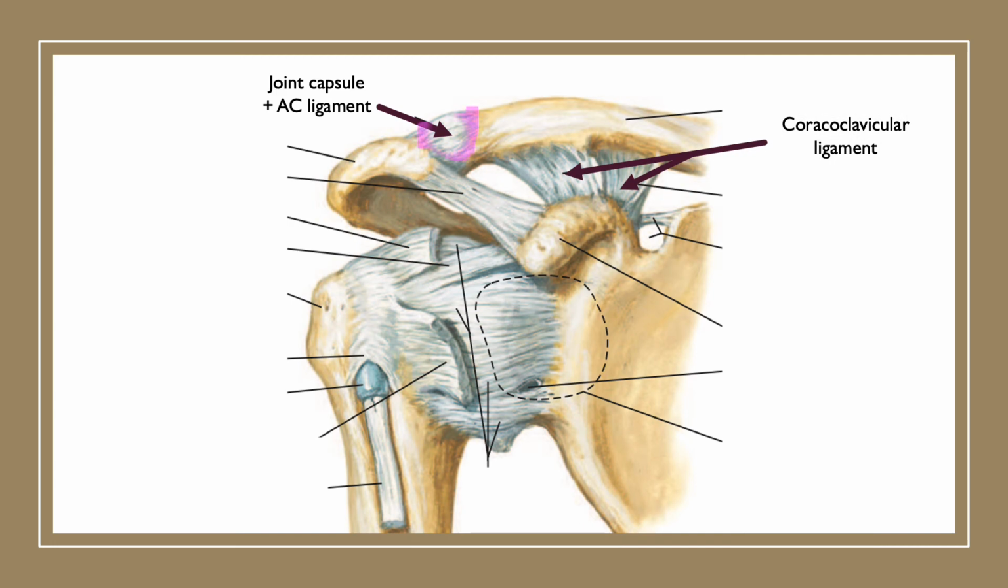The joint capsule consists of a loose fibrous layer which encloses the two articular surfaces. Its posterior aspect is reinforced by fibers from the trapezius muscle. The AC ligament covers the joint capsule and reinforces its superior aspect.